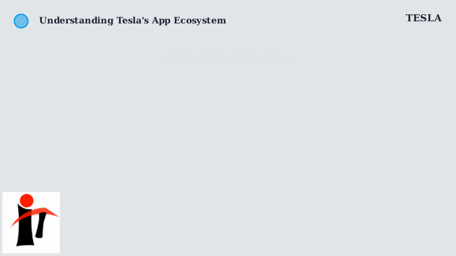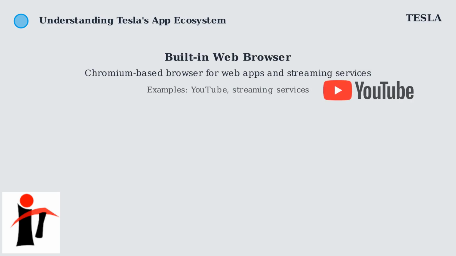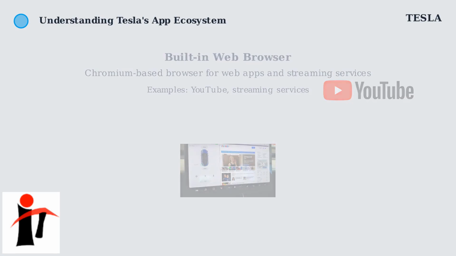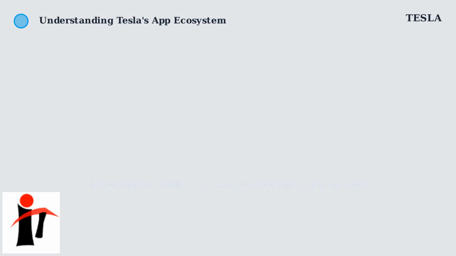and systems. The built-in web browser, based on Chromium, allows access to web-based apps and services that aren't available in the App Store. Understanding whether to use the App Store or browser helps you access the widest range of entertainment and streaming options in your Tesla.